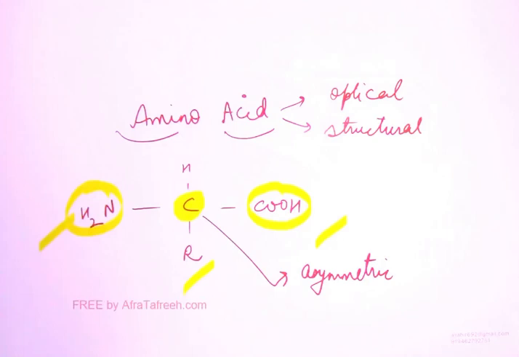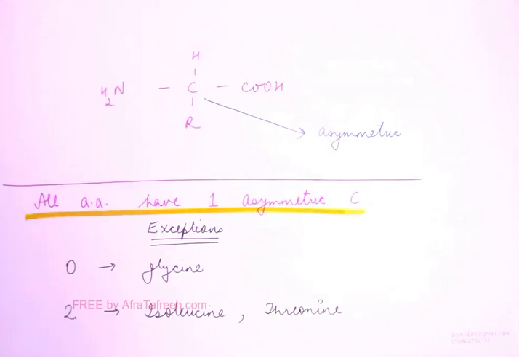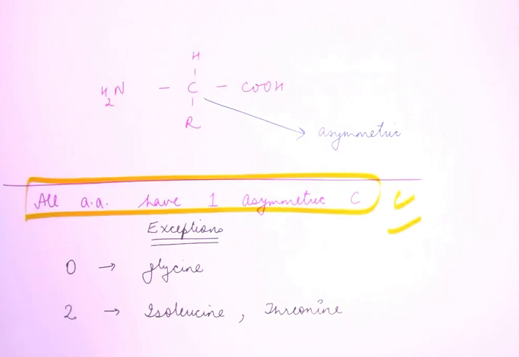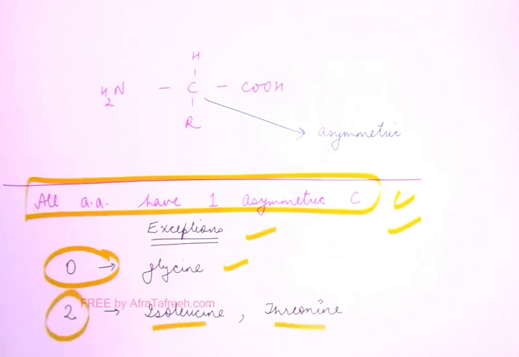So all the amino acids have one asymmetric carbon, right? See here, all amino acids have one asymmetric carbon. This is a general line, but we have exceptions to it. The exception is glycine. Glycine has zero asymmetric carbon. There is no isomer for glycine because the carbon is symmetric, right? And two asymmetric carbons are present in isoleucine and threonine. So isoleucine and threonine have two asymmetric carbons in their structure.